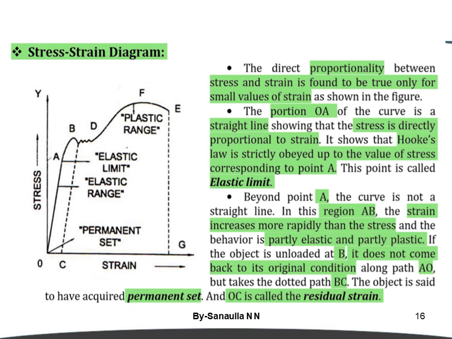So this is the most important concept in this unit, that is the stress strain diagram. You can see in this diagram that the direct proportionality between stress and strain is found to be true only for small values of strain, as shown in the figure. This is true only for small values. So the portion OA, you can see in the image, that is O, the initial point, up to A, the curve is a straight line showing that the stress is directly proportional to strain. It means it holds, or obeys, Hooke's law here.